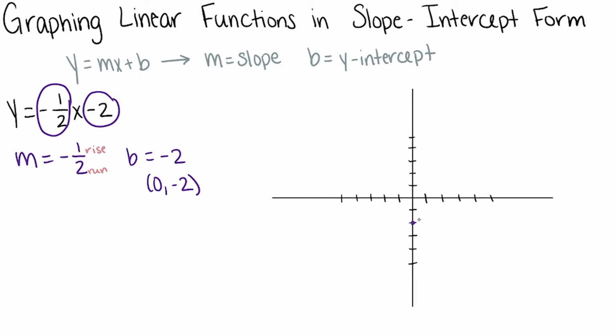First, we'll plot that y-intercept and then use our slope to find 2 more points. So we can rise 1, +1, and run -2, that gives us our -1/2. Or we can rise -1, which means we'll go down 1 and run +2, which gives us our -1/2 as well. Connect those dots, and here's what that line looks like.